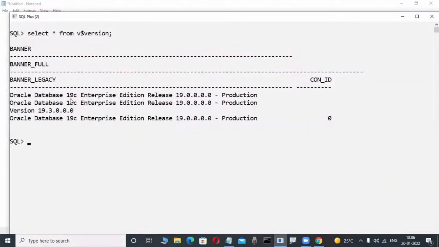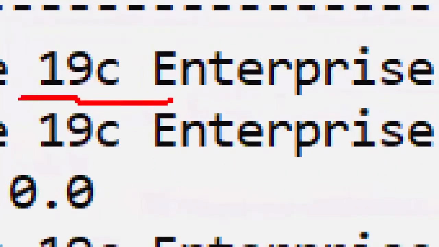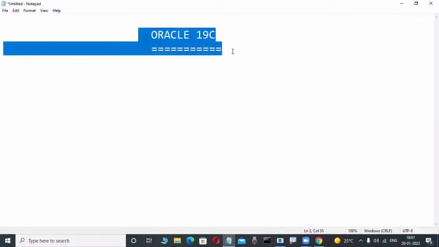In our class, this software is available. 19c we are learning only. C means cloud technology. Cloud computing is there. In olden days, grid computing was there. Now cloud. Now this is Oracle 19c. 19c means cloud technology. Observe it here. This is the latest version we are learning in our class.